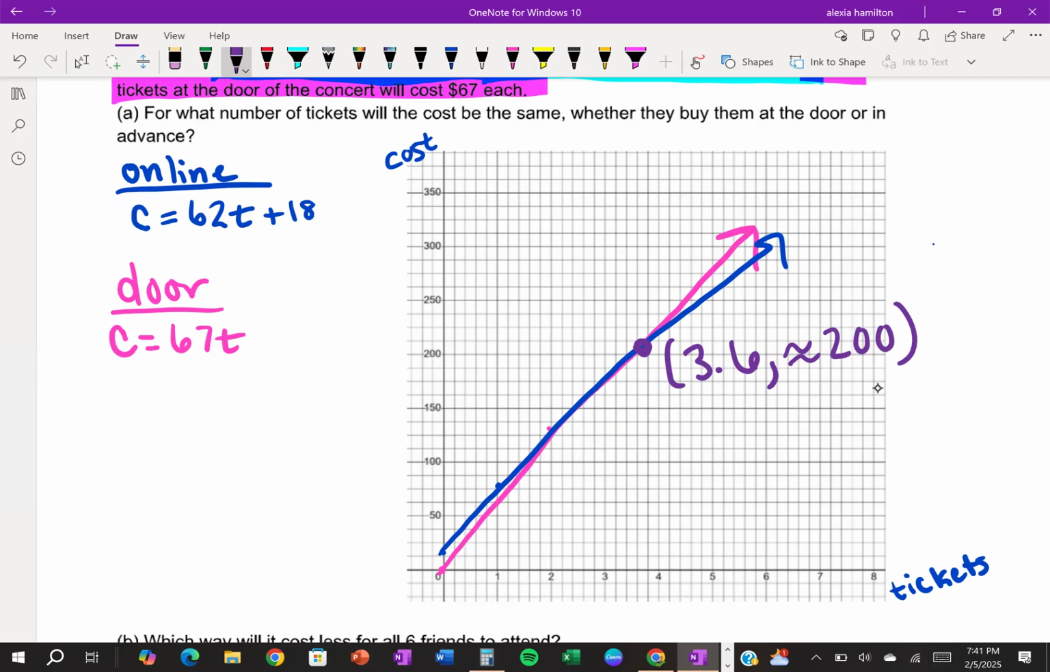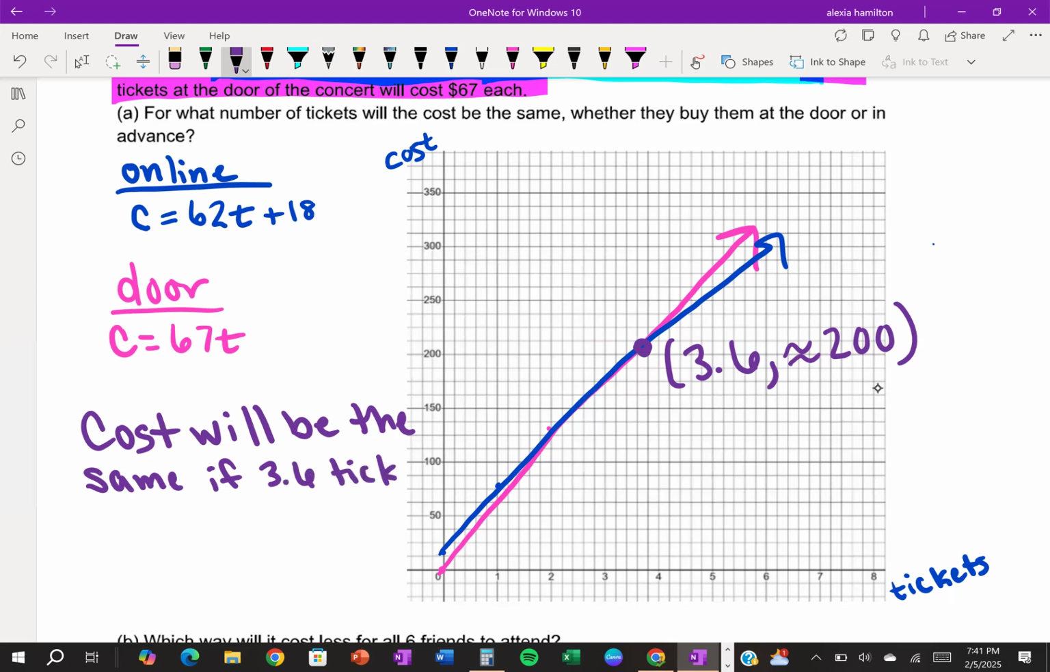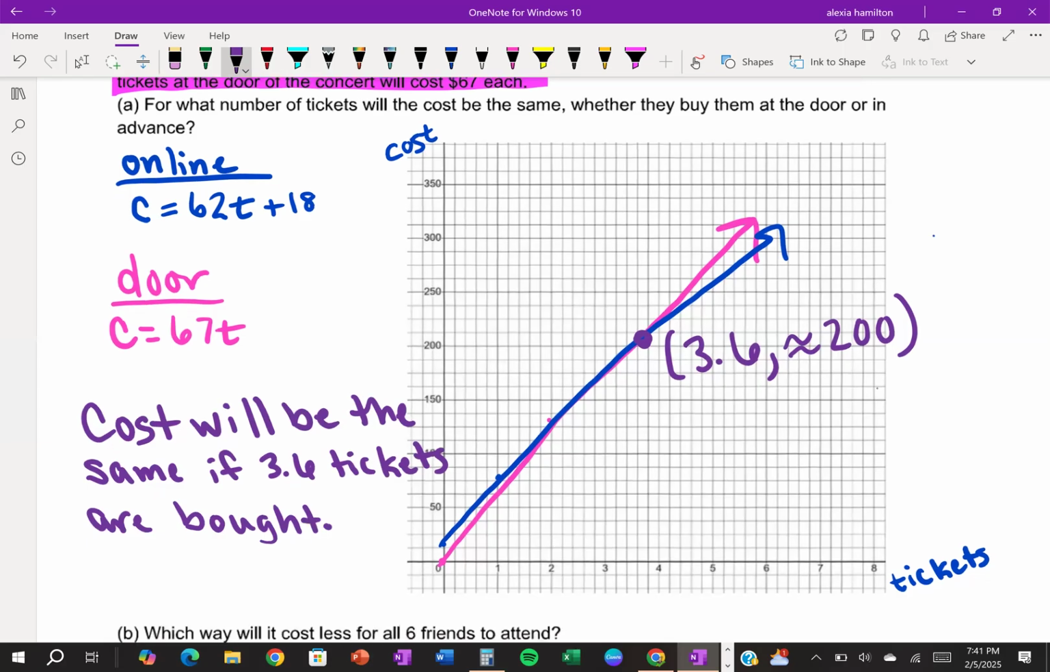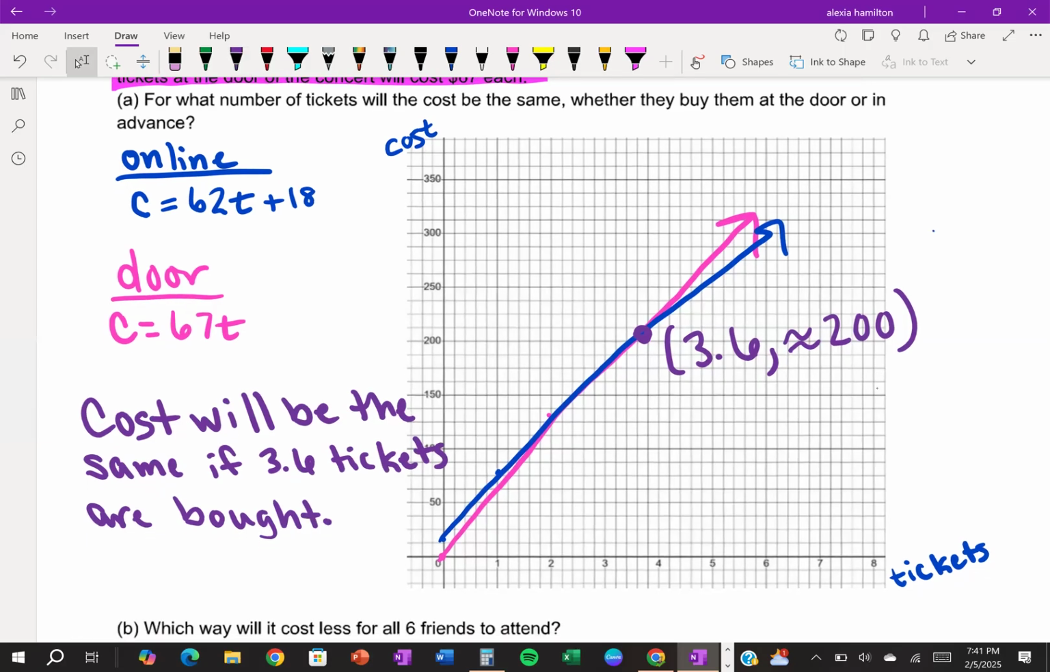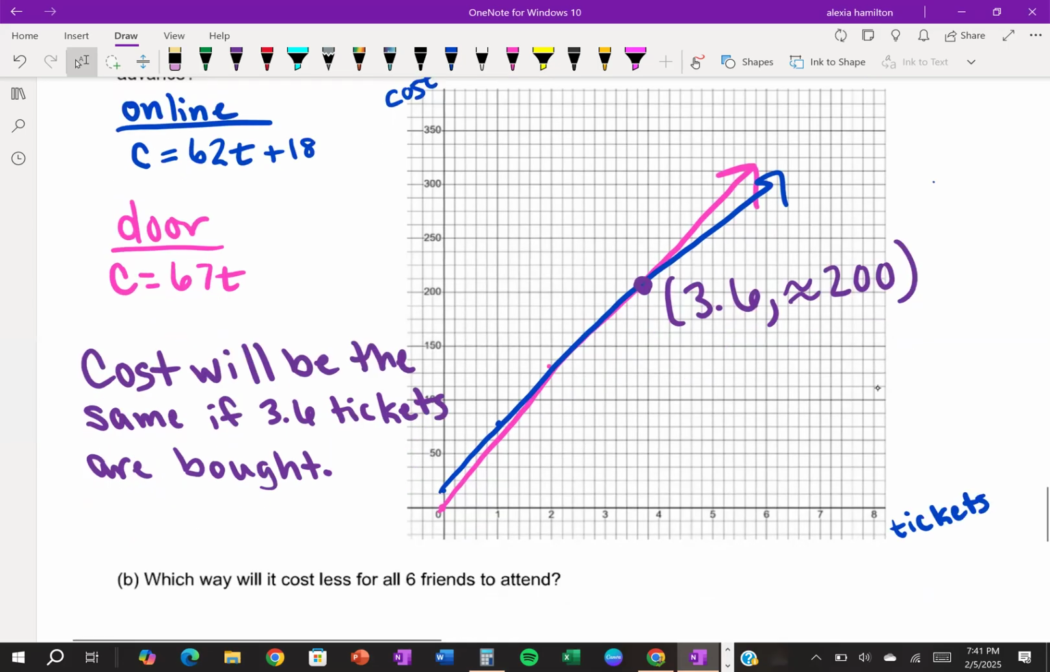So at what number of tickets will the cost be exactly the same? Look at me writing my sentence. Cost will be the same if 3.6 tickets are bought. There's my answer. It doesn't matter how they bought them, as long as they buy 3.6.